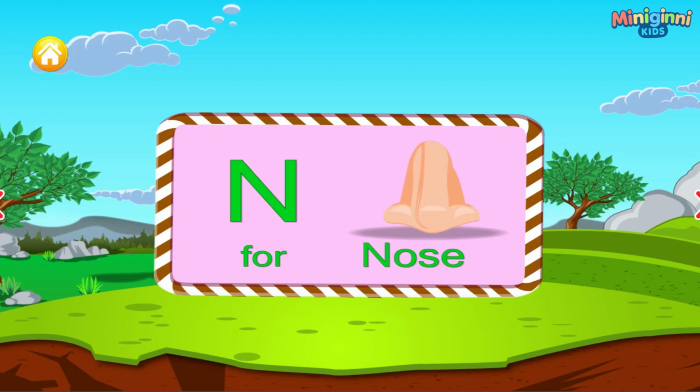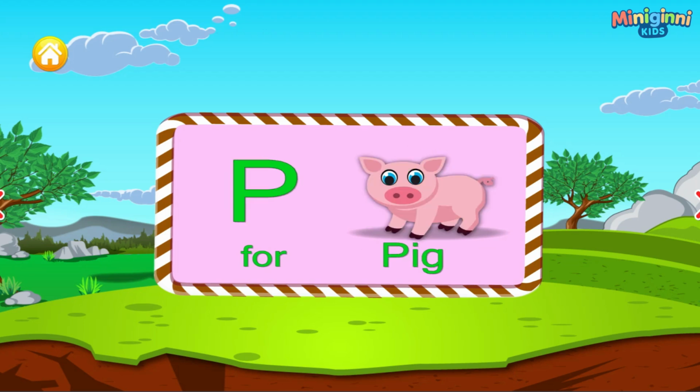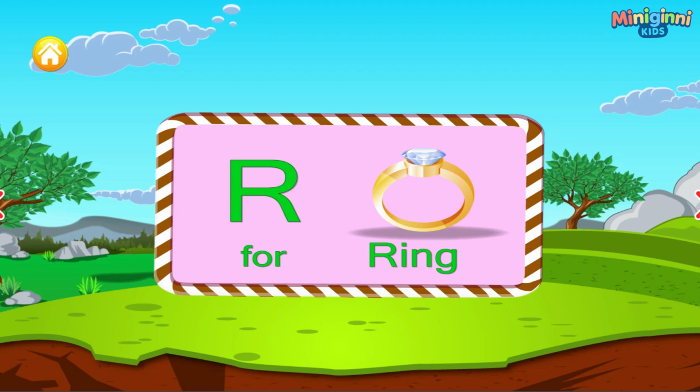Monkey. N is for nose. Nose. O is for octopus. Octopus. P is for pig. Pig. Q is for question. Question. R is for ring.